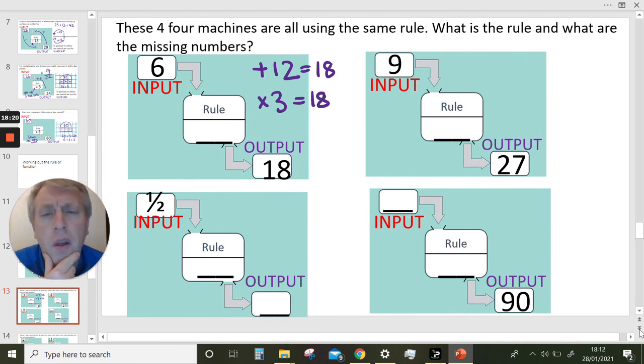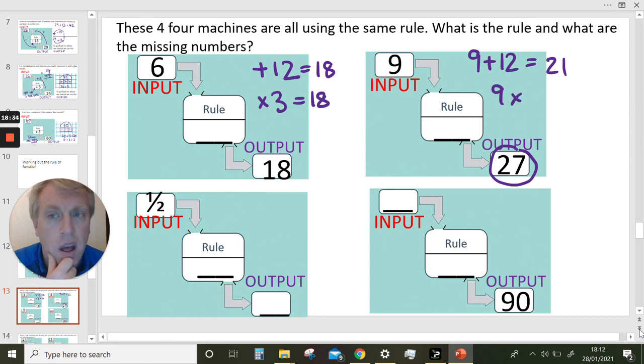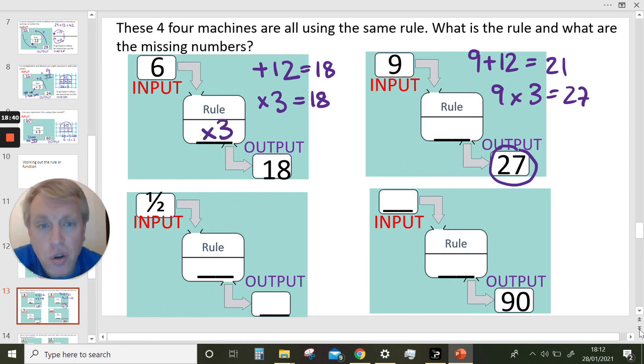Let me check this one. 9. I'll check my first one. 9 add 12. That's not 27. 9 add 12 is 21. I'll check the other one. 9 times 3. I think the rule is times 3. Because that works for both of them. Plus 12 doesn't work for both of them.